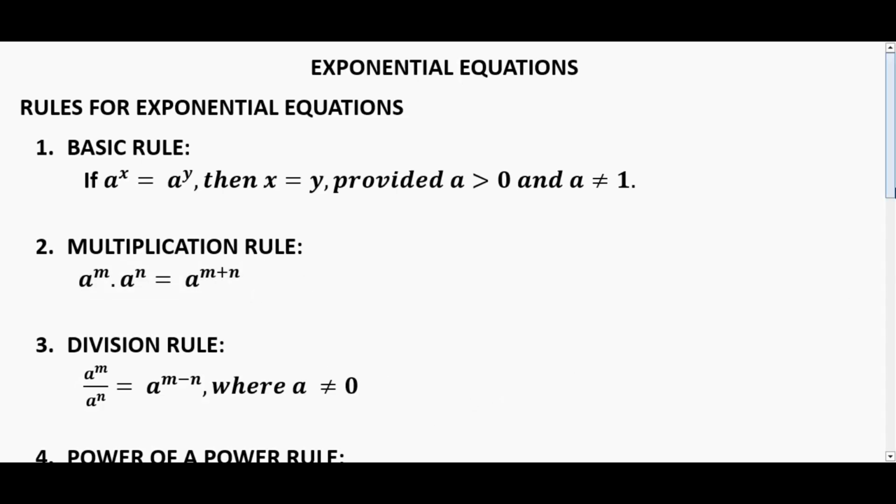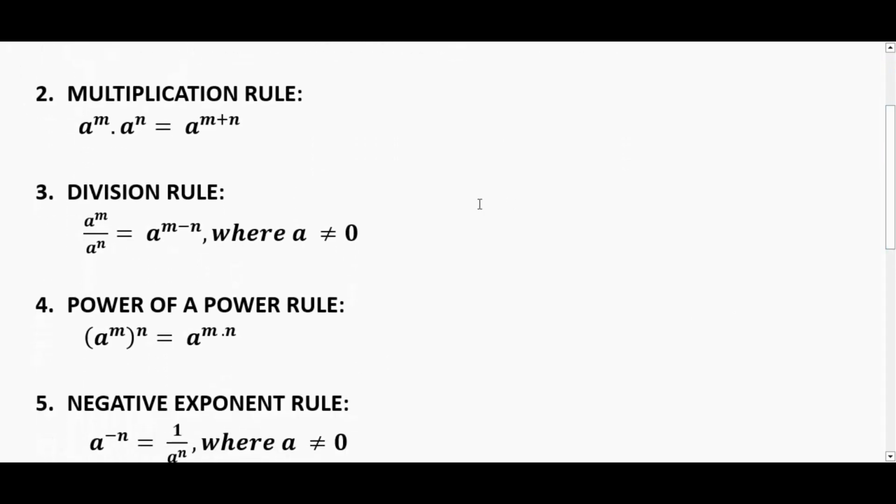So we have the division rule, and the division rule states that if a to the m divides a to the n, and they have the same base, all you want to do is take out one base, then you subtract the powers, and this works if and only if a is not equal to 0. That is it. Then we have the power of a power rule, which states that if in brackets a raised to the power of m, close brackets, to the power of n, all you want to do is take your base, then you multiply the powers, and that is the power of a power rule.